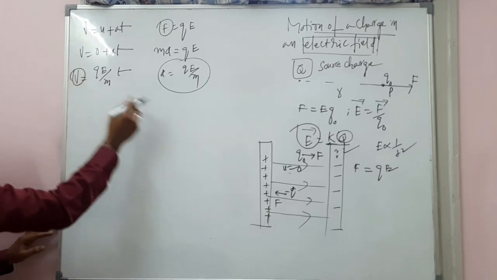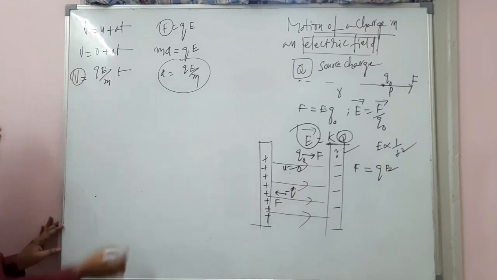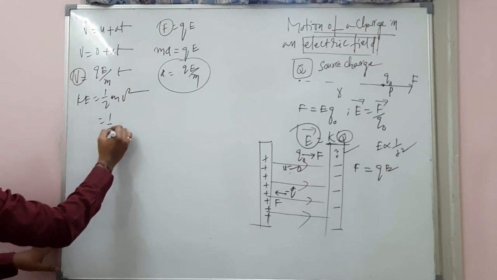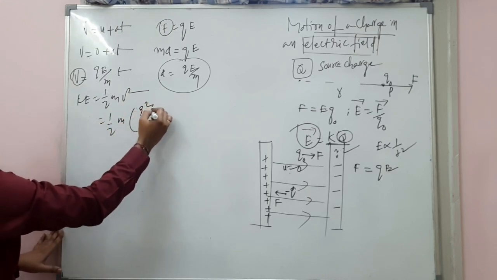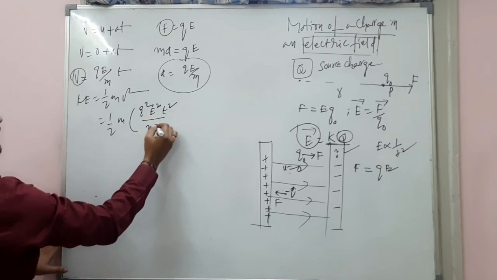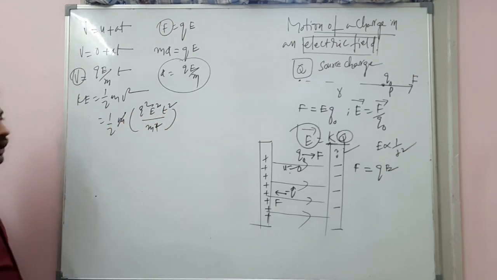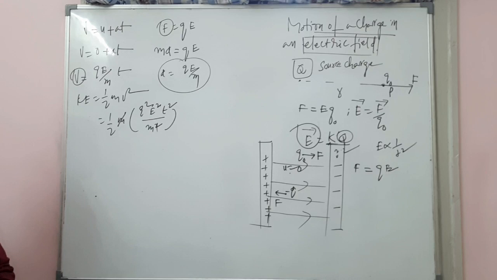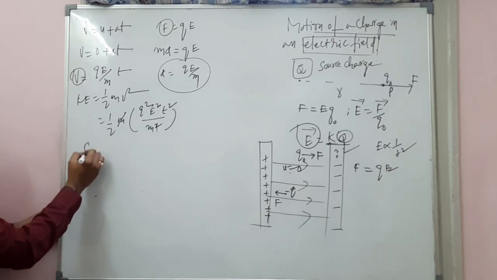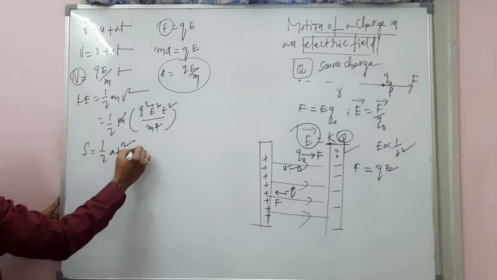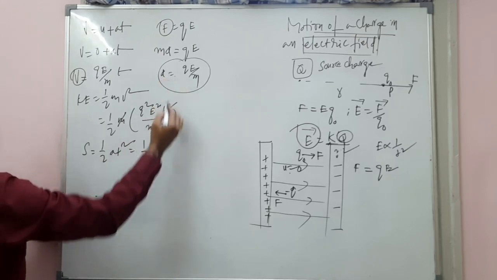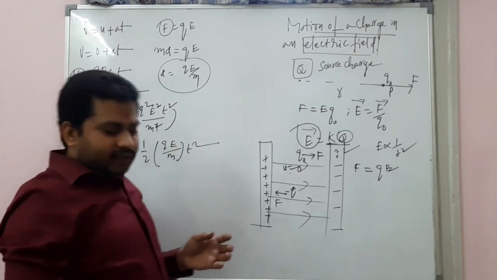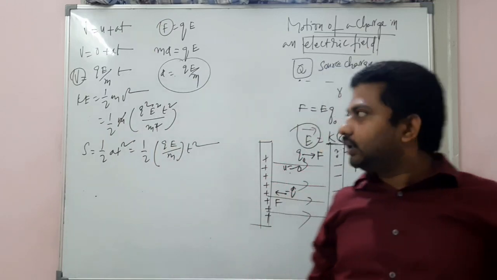If you know the velocity of this particle moving in an electric field, you can find the kinetic energy expression also, half mv square. So that is half into m into v square, which is Q square E square t square divided by m square. So one m and m cancel. This is the kinetic energy of the particle moving in an electric field. And you can also find s is equal to half at square, so half into acceleration QE by m into t square. So like this, some expressions are very important.